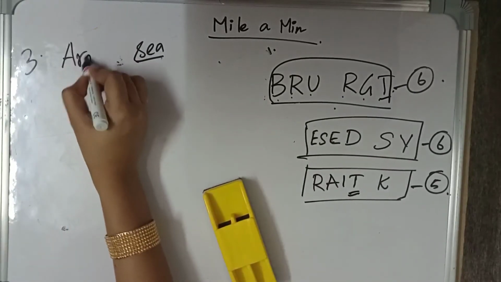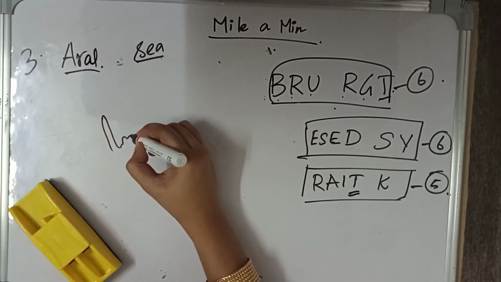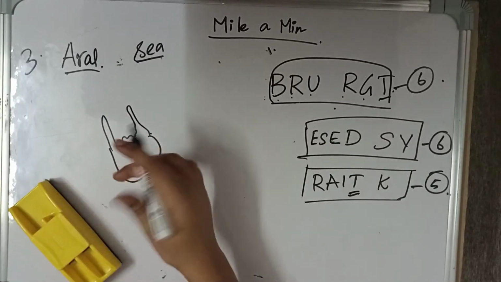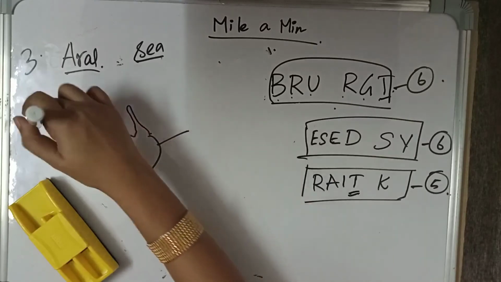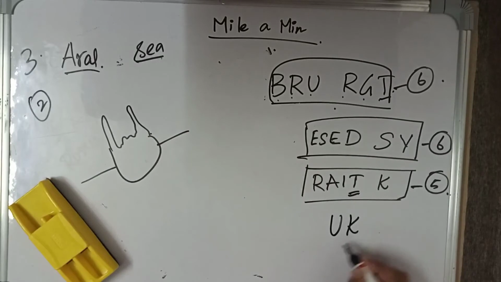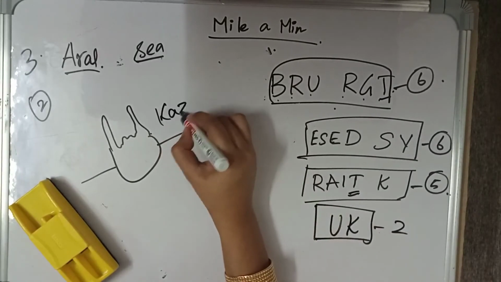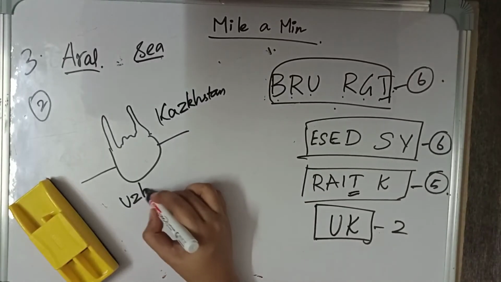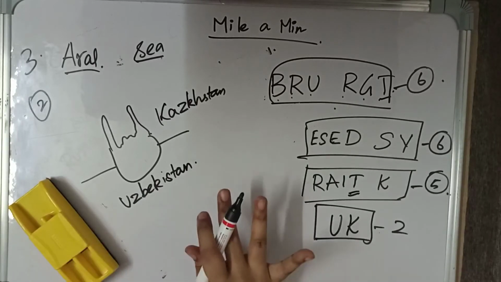It is Aral Sea. So Aral Sea will be something like this. Not exactly like this. It will be something like this. And it shares border with only 2 countries. Aral Sea shares border with only 2 countries, and you can remember it as UK. So it is only 2. On the top it is Kazakhstan, and on the bottom it is Uzbekistan. So that's all for Aral Sea.